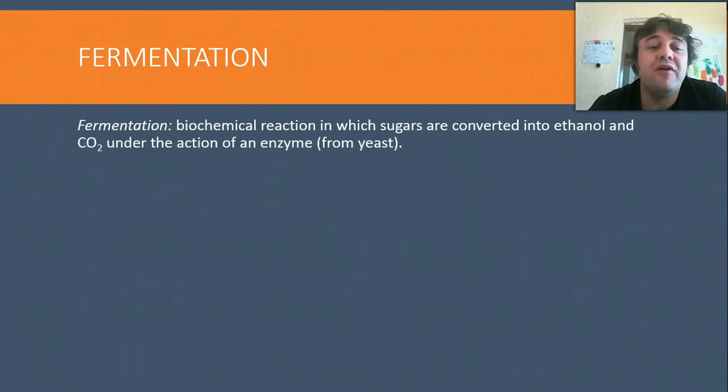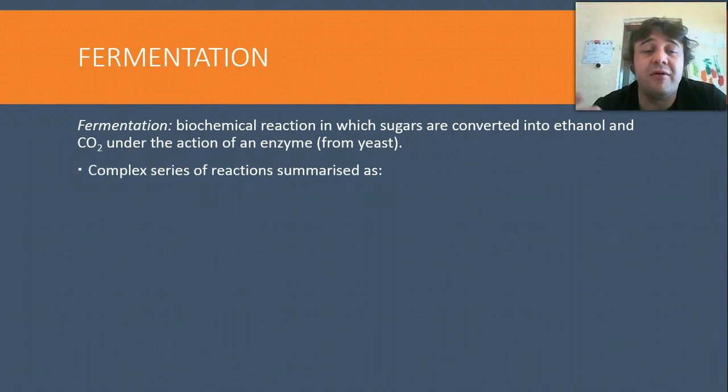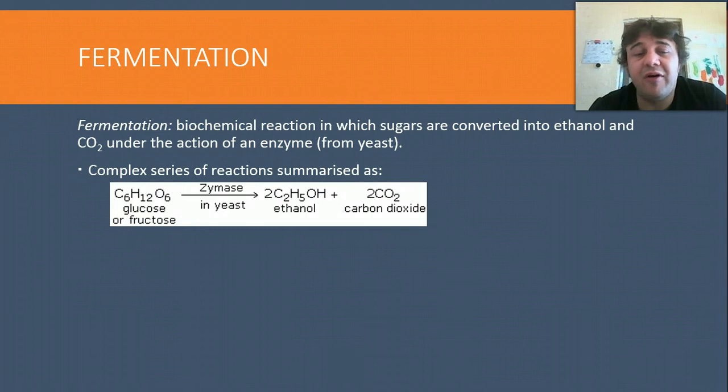Okay, so fermentation basically is the biochemical process in which sugars are converted from glucose. So monosaccharides, by the way. Make sure you understand the difference between a monosaccharide and a disaccharide. A monosaccharide has 1 sugar ring, a disaccharide has 2, and polysaccharides, which is what your cellulose, starches and glycogen are, are chains of glucose, or fructose and a couple of others. So it's a complex series of reactions, but we summarize it like this.